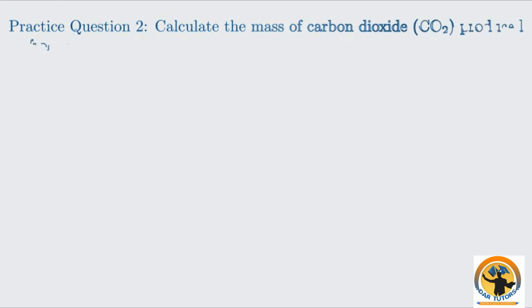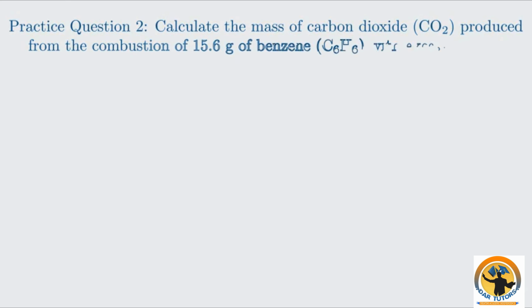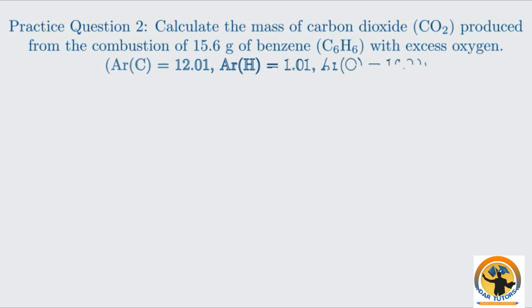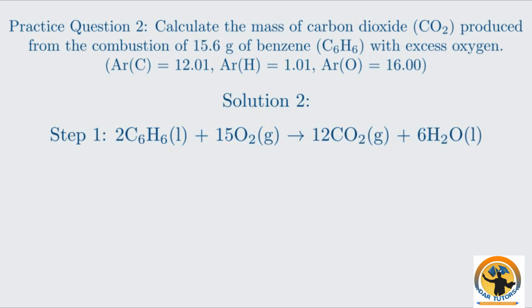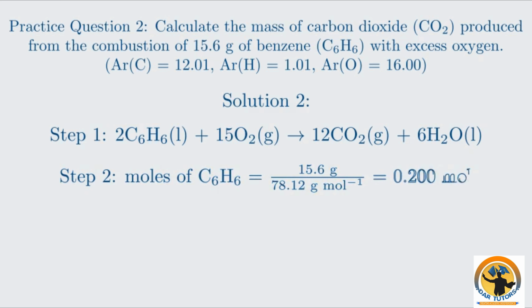Here is our second question. Calculate the mass of carbon dioxide produced from the combustion of 15.6 grams of benzene, C6H6, with excess oxygen. The first step, as always, is to write a balanced equation. The combustion of benzene yields carbon dioxide and water. Step 2, we convert the mass of benzene to moles. The molar mass of C6H6 is 6 times 12.01 plus 6 times 1.01, which is 78.12 g/mol. 15.6 grams divided by 78.12 grams per mole gives 0.200 moles of benzene.